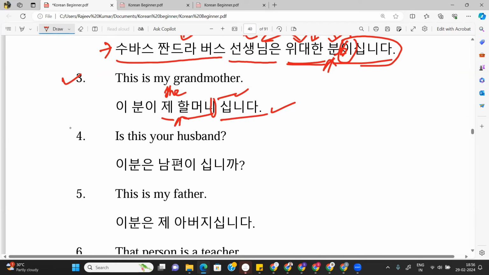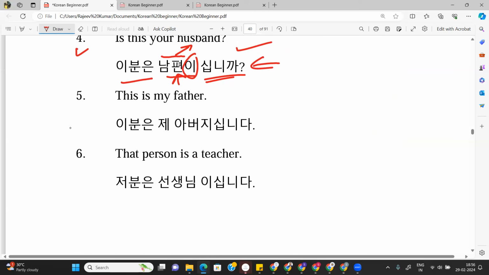Next. Is this your husband? Ibunun. Namphyeoni. Namphyeoni Simnikka. John is a husband. It ends with a vowel, no consonant, that's why we use Simnikka, the question form.